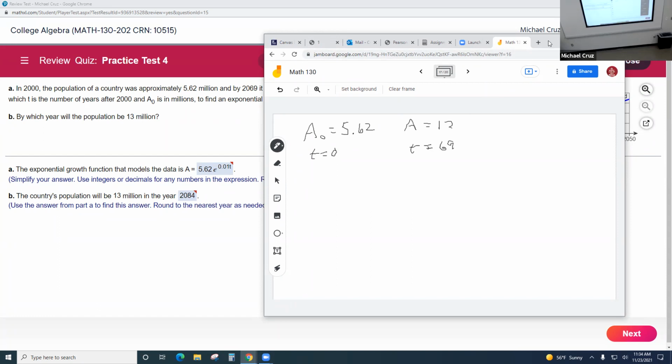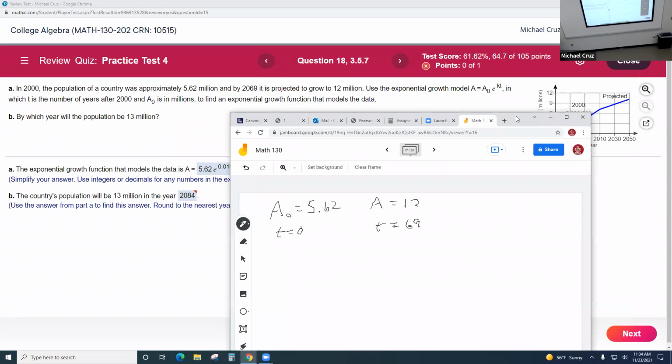Make sure I got that right, because the biggest problem with these is that when you do these calculations, it's a lot of calculations. You got to make sure things are right. Where does 69 come from? 2069. So 2000 to 2069, that is 69 years. Right? 69 years. Okay.